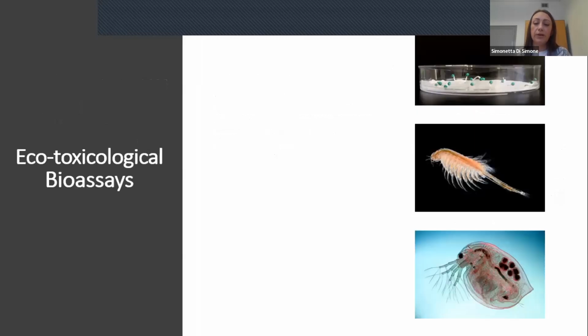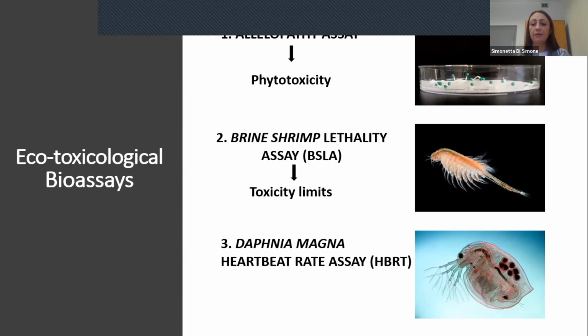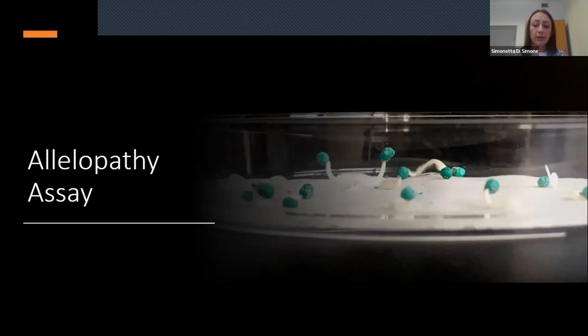So the first of the three assays is the allelopathy assay. That is performed in order to investigate the phytotoxicity of the plant extract under study. The second one is the brine shrimp lethality assay, BSLA, that permits us to predict the biocompatibility and toxicity limits of the extract. The third one is the Daphnia magna heartbeat rate assay, which helps us to investigate the potential acute cardiotoxicity of the extract. So let's begin with the allelopathy model.